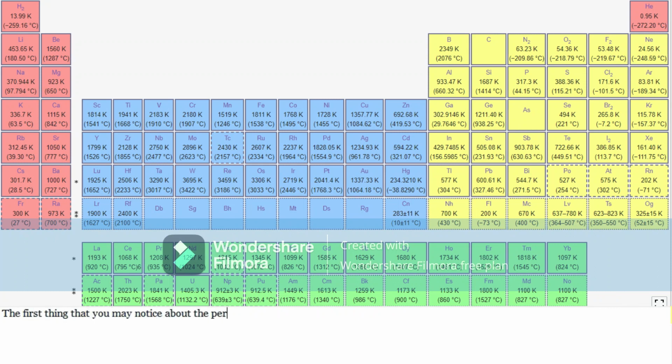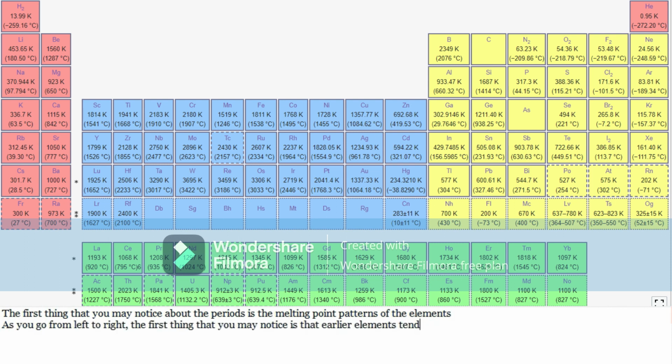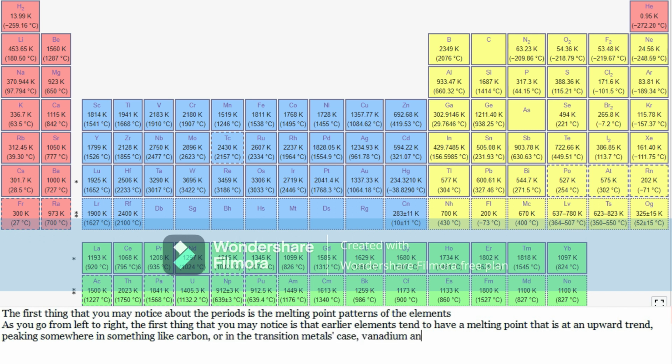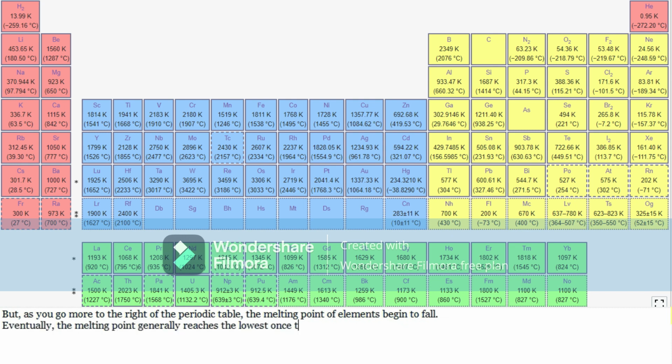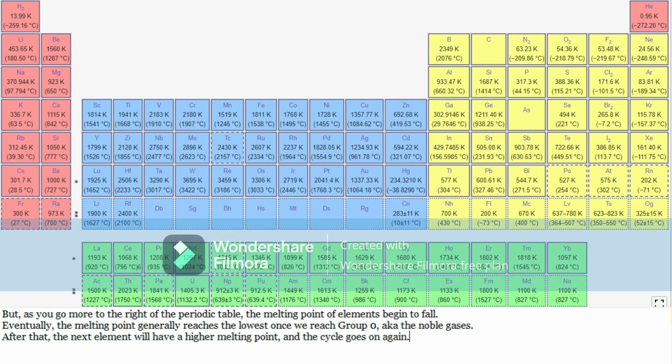The first thing that you may notice about the periods is the melting point patterns of the elements. As you go from left to right, earlier elements tend to have a melting point with an upward trend, peaking somewhere in something like carbon, or in the transition metals' case, vanadium and tungsten. But as you go more to the right of the periodic table, the melting points of elements begin to fall. Eventually, the melting point generally reaches the lowest once we reach group 0, aka the noble gases. After that, the next element will have a higher melting point, and the cycle goes on again. Elements generally get less metallic the more to the right you go.